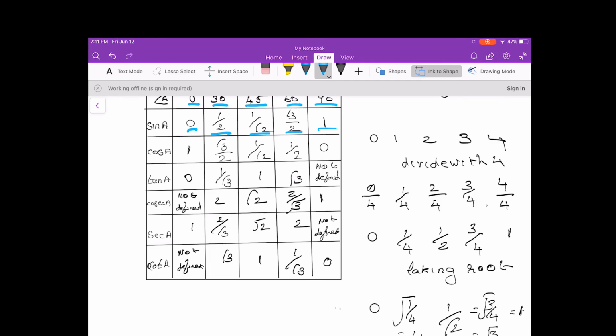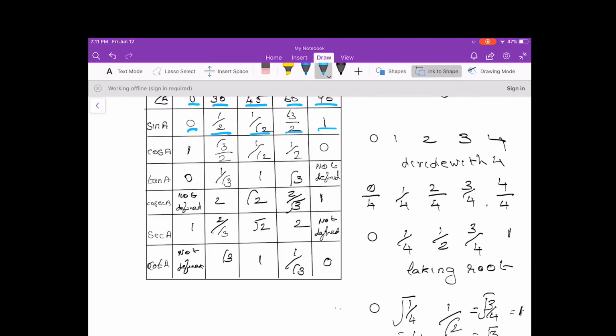And cos is the reverse of sin. I can write the reverse of the sin values. Tan A is sin A by cos A. Cosecant A is 1 by sin A. Secant A is 1 by cos A. Cot A is 1 by tan A. So from this I can easily conclude.